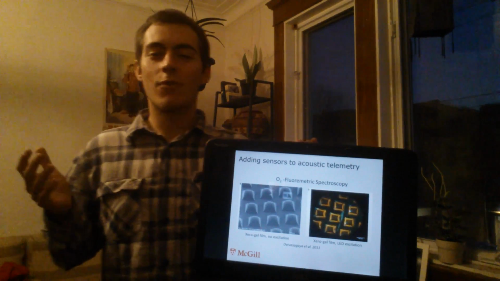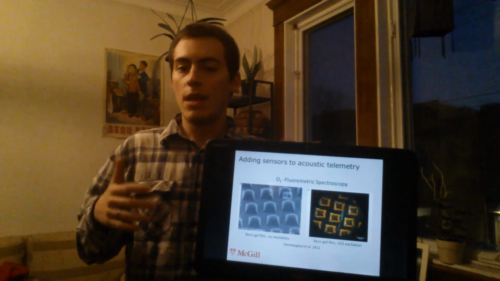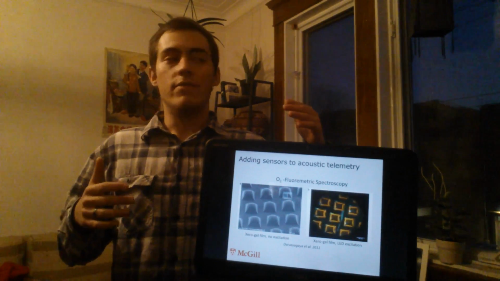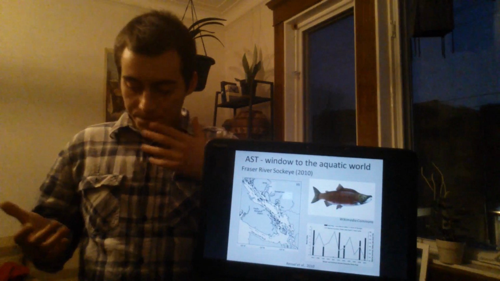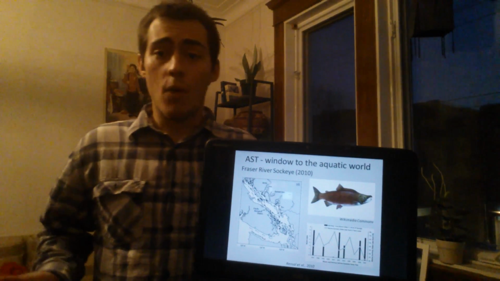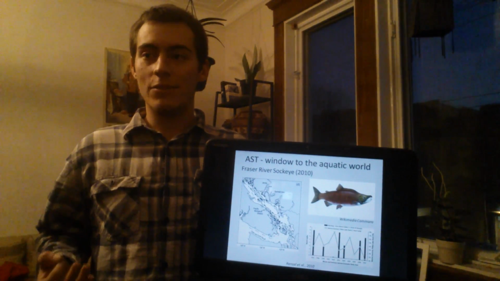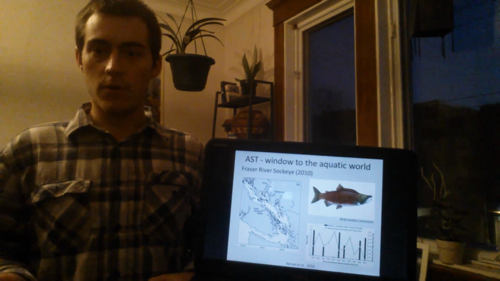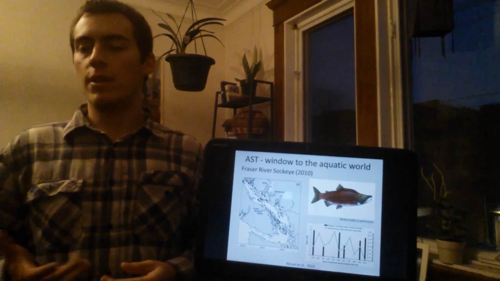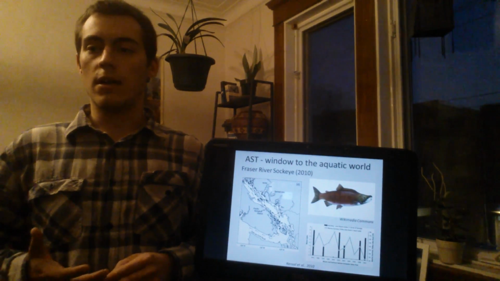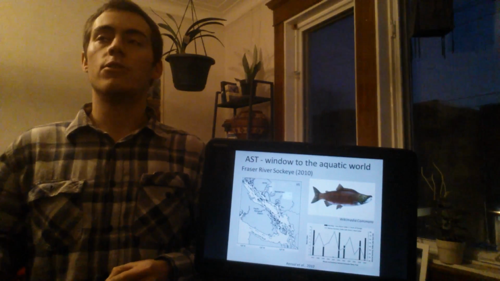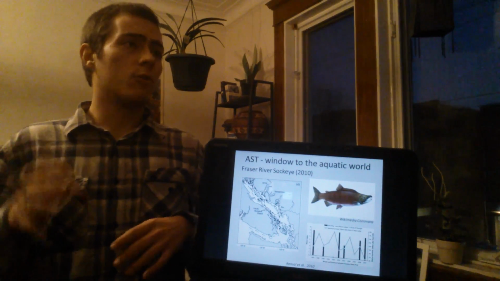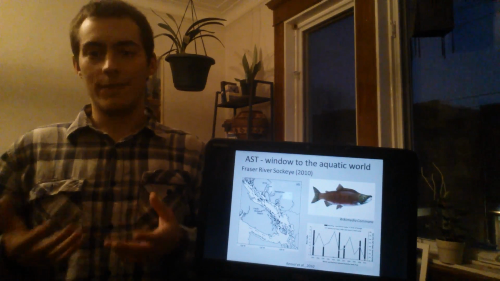And this is huge for acoustic telemetry because up till now you were only able to get that movement, presence, absence, or even just depth and temperature. So I just wanted to outline one example where this would be really, really useful. There was a sockeye salmon study in the Fraser River in BC, 2010. And this was a 15-year study on sockeye salmon movement in relation to algal blooms.